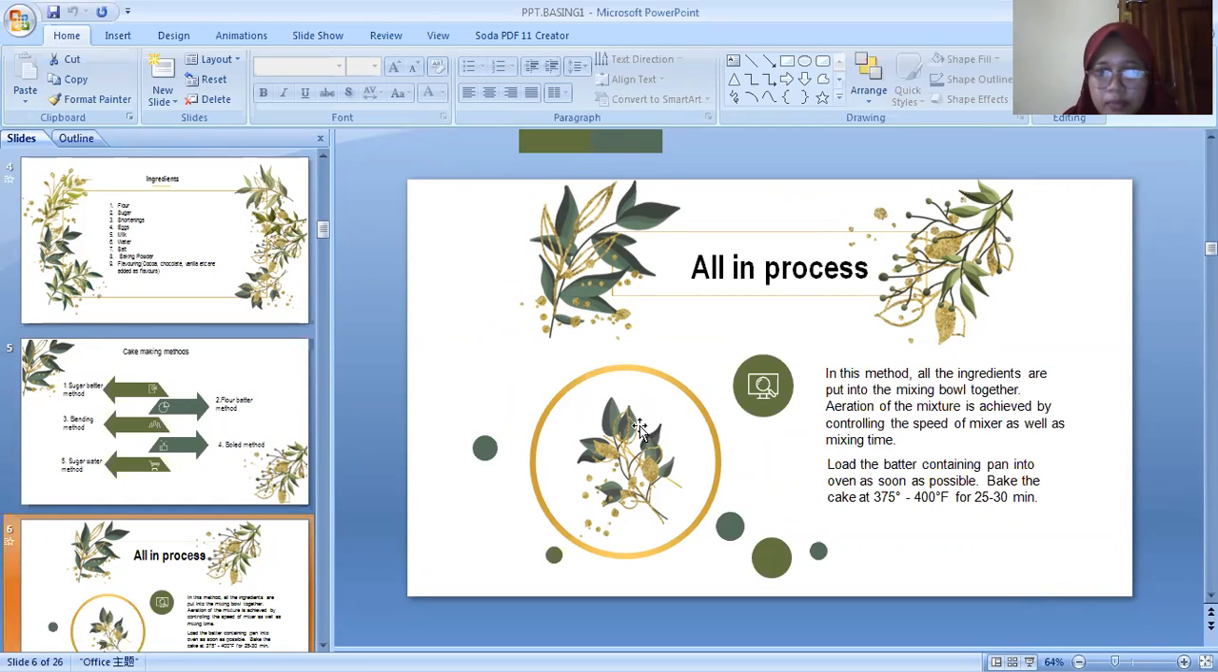In this method, all the ingredients are put into the mixing bowl together. Aeration of the mixture is achieved by controlling the speed of the mixer as well as mixing time. Load the batter into the oven as soon as possible. Bake the cake at 375 to 400 degrees for 25 to 30 minutes.